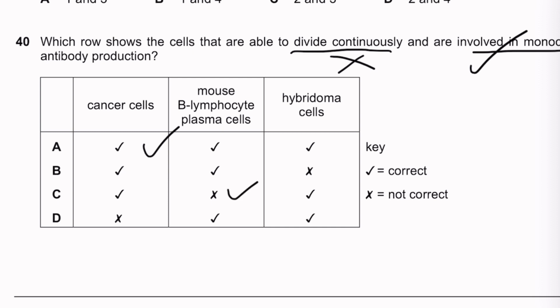Hybridoma cells, yes, they are able to divide continuously because we've fused cancer cells, which have a lot of telomerase, with B lymphocytes, which do not have much. When we fuse these two together, they're going to be able to divide continuously and will be able to produce monoclonal antibodies because the B lymphocytes had the genes to produce these antibodies, which are proteins. And so the answer should be C.